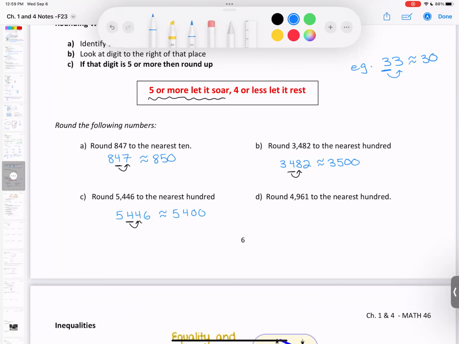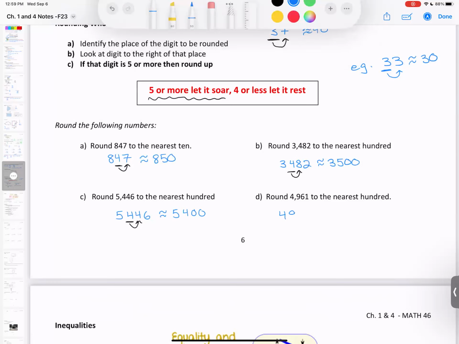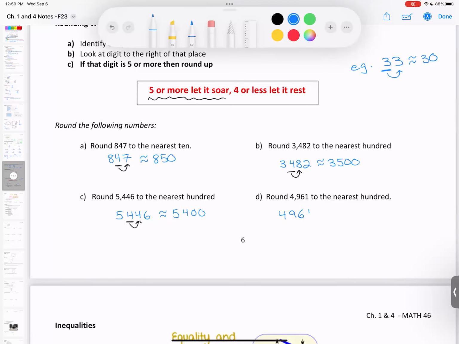Because if you think of it, 46 is closer to 0 than it would be to 100. Okay, last one. We've got 4,961, and we want to round it to the nearest 100. Okay, here's our hundreds position.